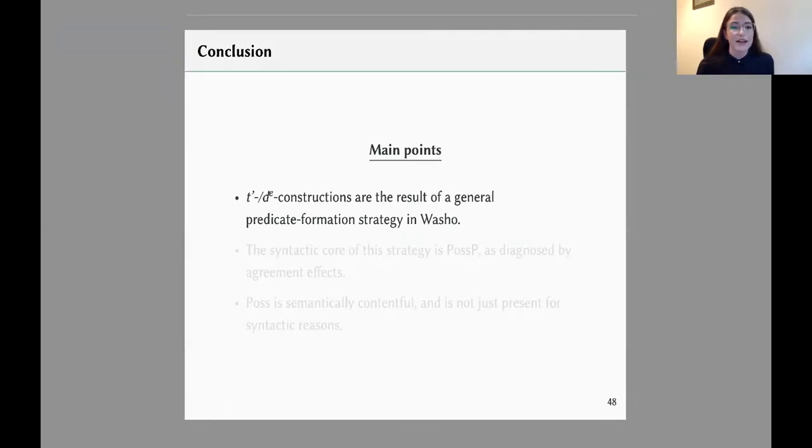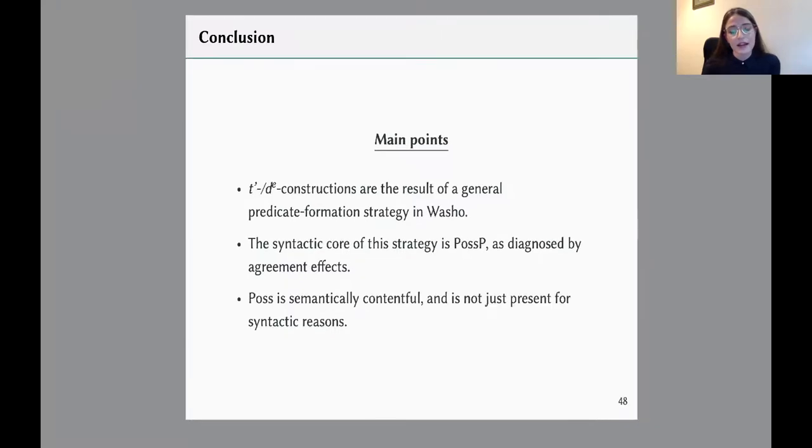So the main points here have been that these types of constructions in Washoe are the result of a general predicate formation strategy that's used elsewhere in the language. The syntactic core of this strategy is POSP, which is diagnosed by agreement effects, even though there's no invariant nominalizer present in the morphology. And finally, POS is semantically contentful and is not just present for syntactic reasons. And now we've seen this, at least that it's at play in a couple of different languages.